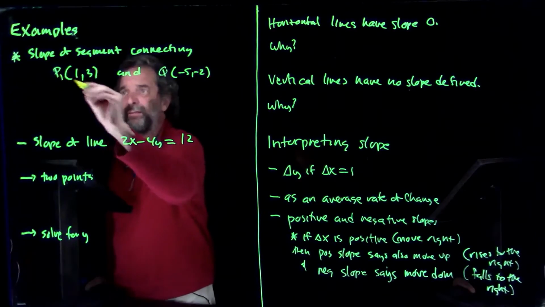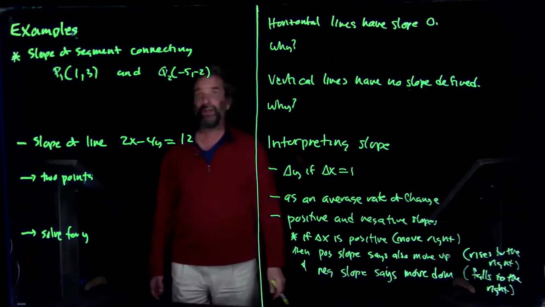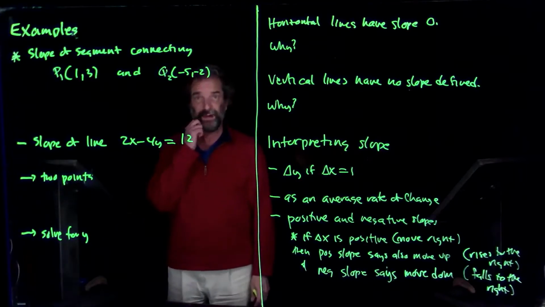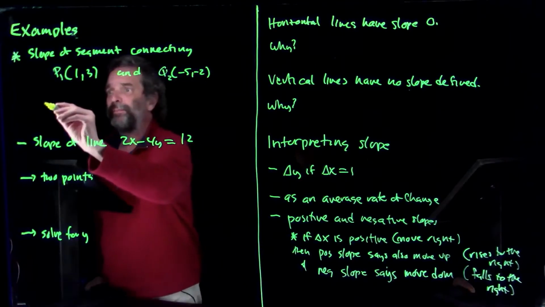So I'll go P first. P is our first point, the coordinates are 1, 3. And Q is our second point, the coordinates are -5, -2. And then I want to compute the slope.